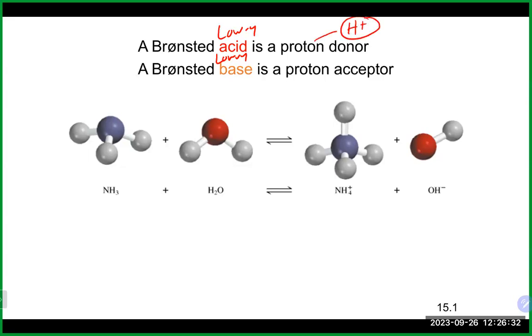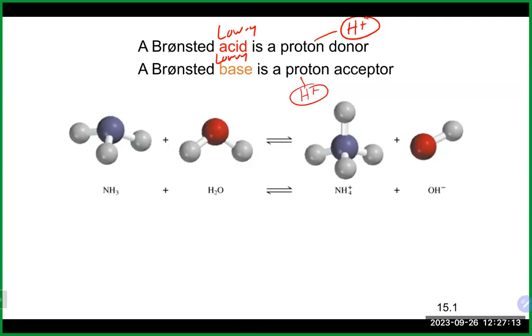We call it a proton because hydrogen has how many protons? How many electrons? How many neutrons? Zero. So in order to become positively charged, you have to lose your electron, which leaves it just a proton. So that is why H plus is referred to as a proton in this case. So something that's able to give away an H plus, and the plus is also really important because that will change the charge, is a Bronsted-Lowry acid. A Bronsted-Lowry base is something that will accept the H plus. And that will also affect the charge.